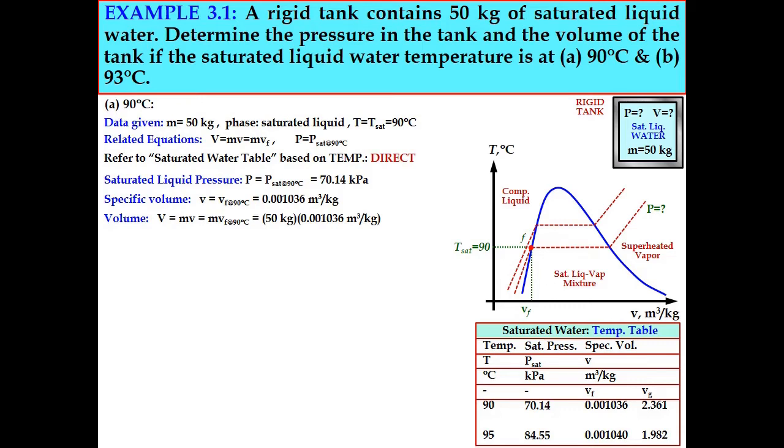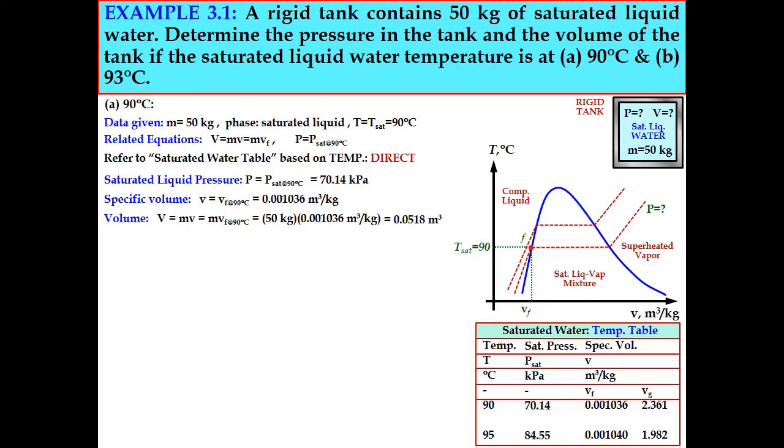Okay, so in order to obtain the volume, you need to make sure that you identify the difference between the specific volume and the volume. The specific volume unit will be meter cubic per kg, but for the volume, the unit will be meter cubic. So V equal to m, mass, multiplied by vf at 90 degrees Celsius, which is equal to 50 multiplied by 0.001036. So we will get the total volume at that state equal to 0.0518 meter cubic.